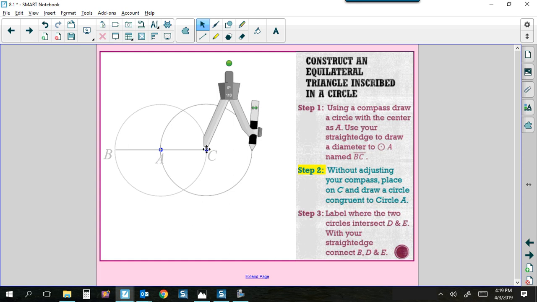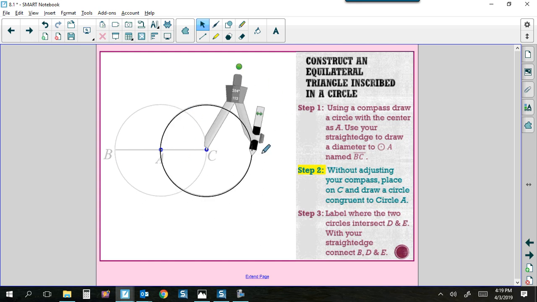So you could also do this step at B. I just chose to go to the right and draw it at C. So with your compass, go ahead and draw a circle at C. So here's our first one, here's our second one. I know they are congruent because my compass size has not changed, which represents the radius. And circles are measured by their diameter size or radius size.